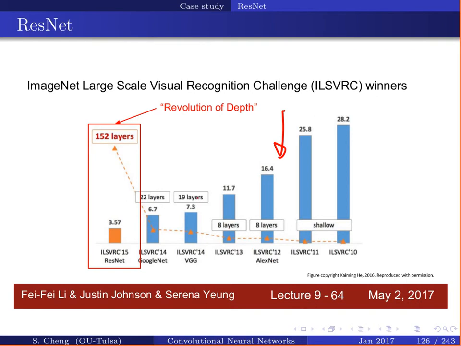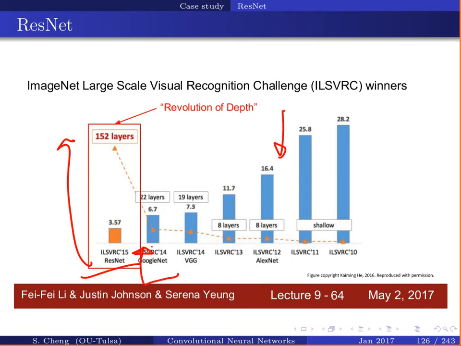And then next you go to 19 and 20-something layers. And then in 2015, you go all the way to 152, many layers really. And I think this is also when batch normalization was introduced. I don't remember exactly, maybe I need to double check.